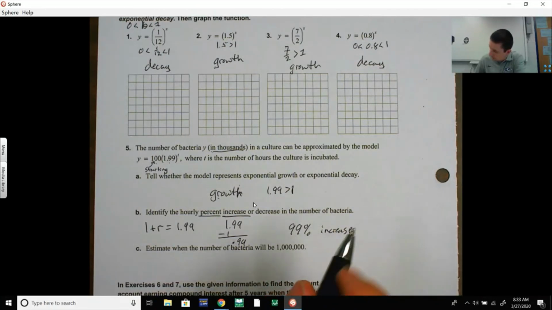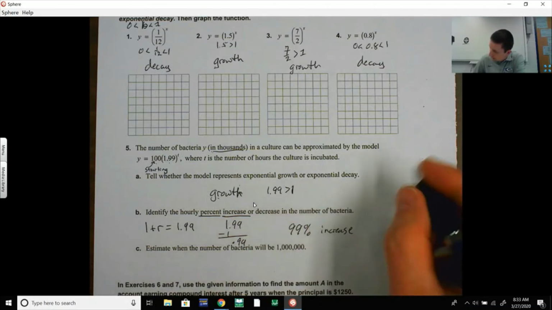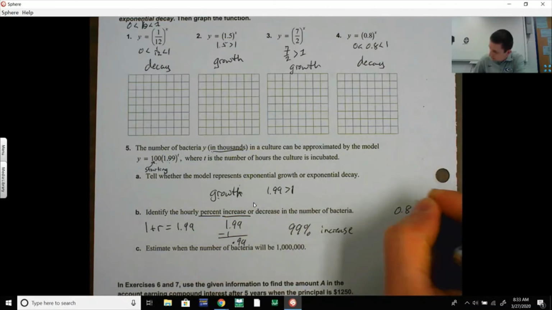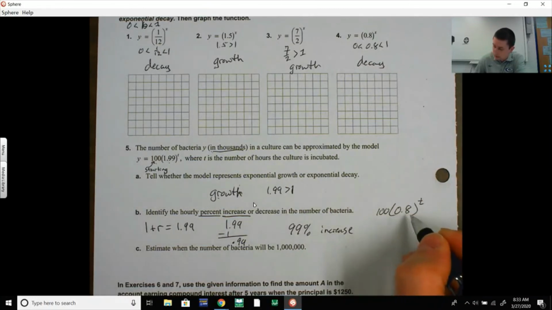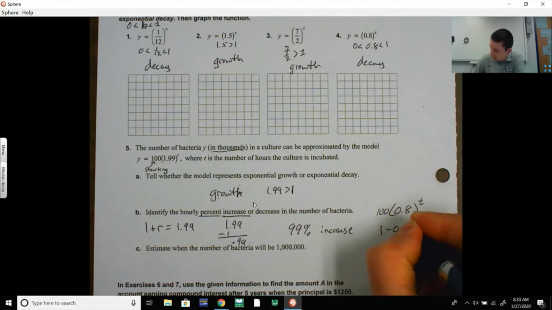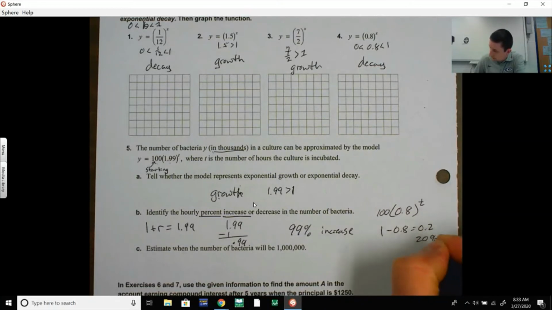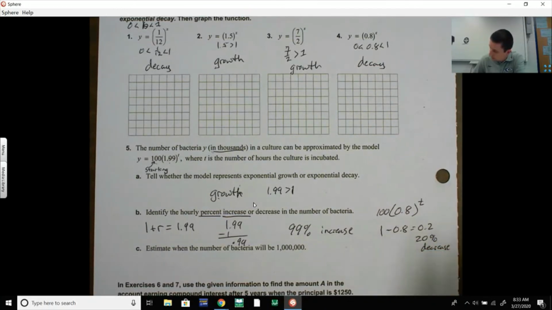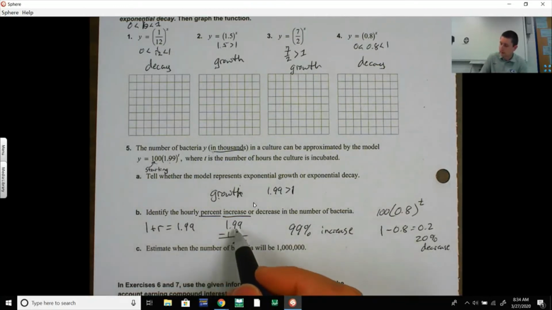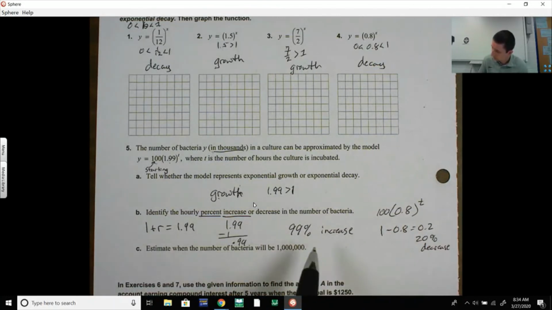Okay. So let's say you had something like 100 times 0.8 to the T. That's a decay. What is the decay rate? Well, if you take 1 minus 0.8, you get 0.2. That'd be a 20% decrease. So that's how you do those if you need the rates. Remember, the rate is not 0.8, it's 1 minus 0.8. And on an increase, take the growth factor minus the 1, and that gives you your increase.